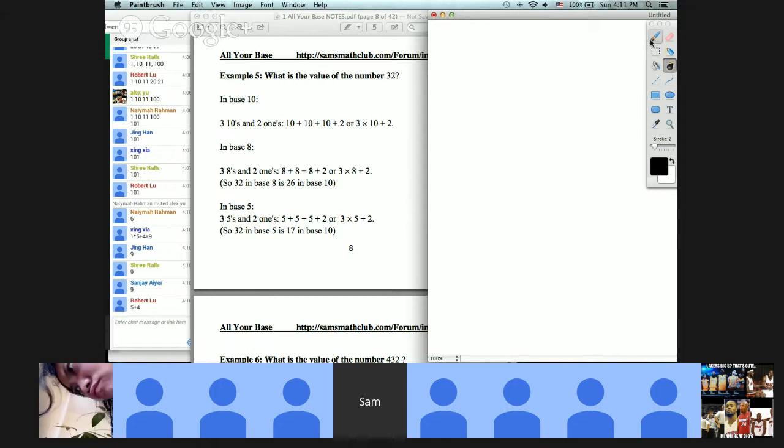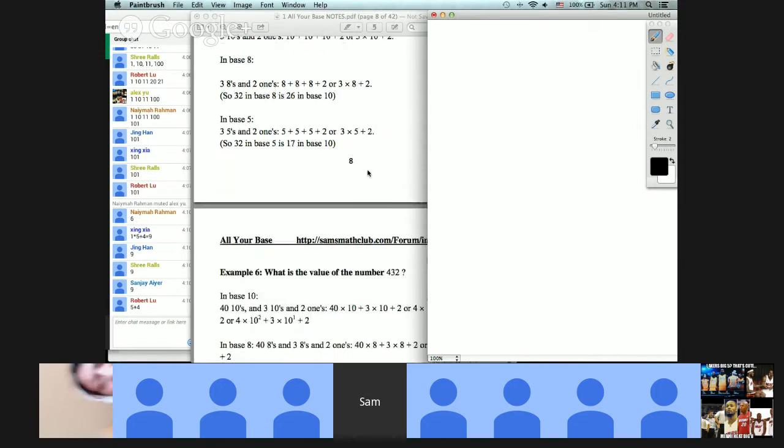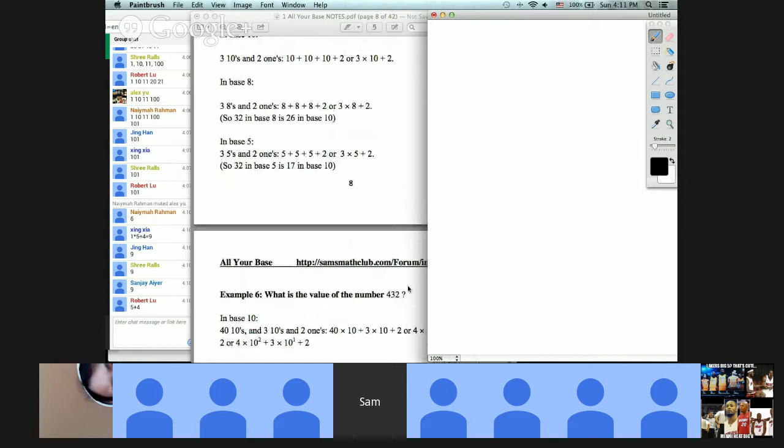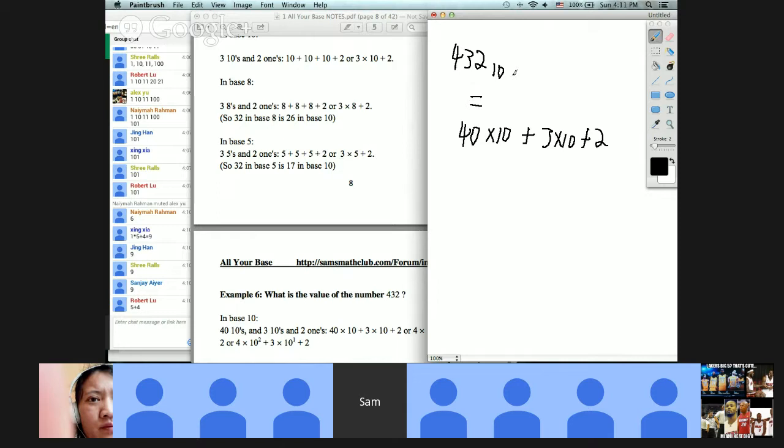Okay, so on to something a little bit harder. Using that same concept, 3-digit numbers also apply. So for example, 432. This is in base 10, so all counting numbers are in base 10. So basically, since 4 is in the hundreds, it's 40 tens plus 3 tens plus 2. So again, 40 tens plus 3 tens plus 2. This is in base 10.